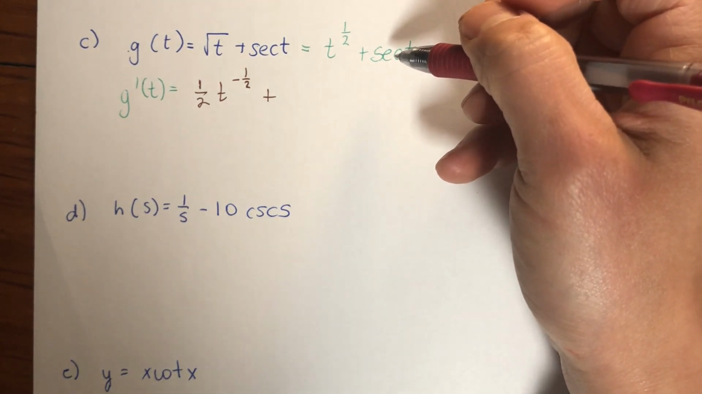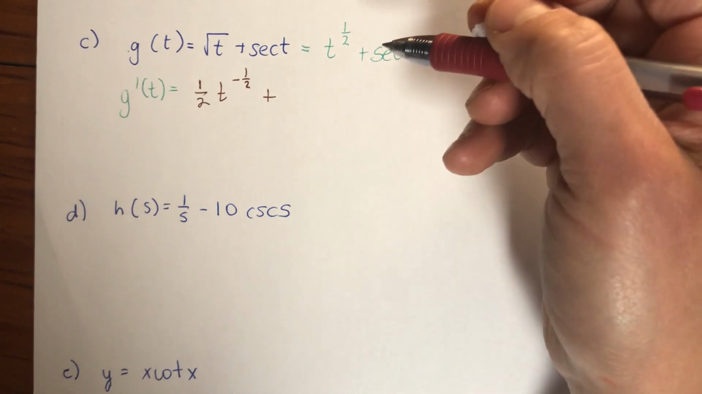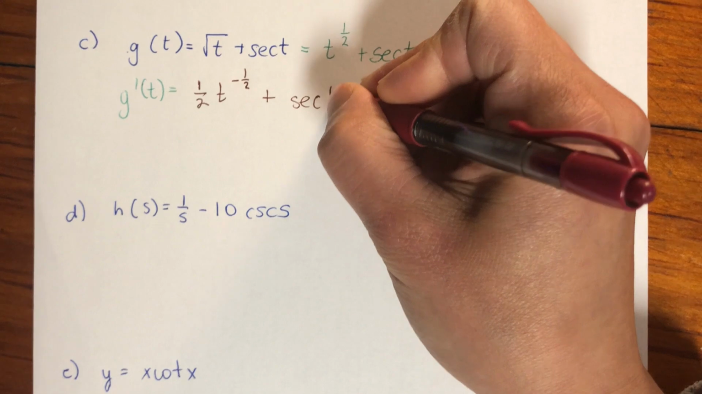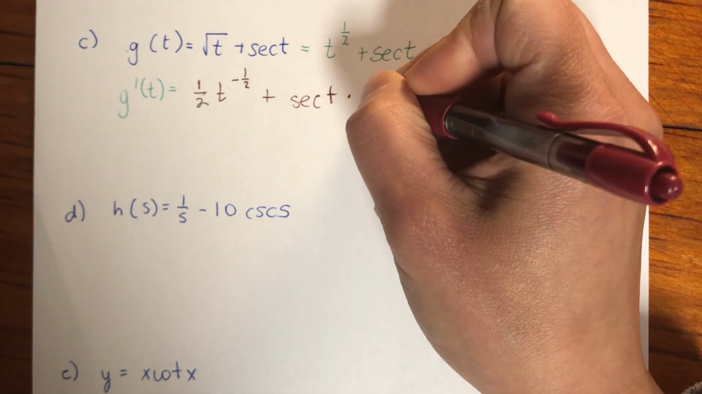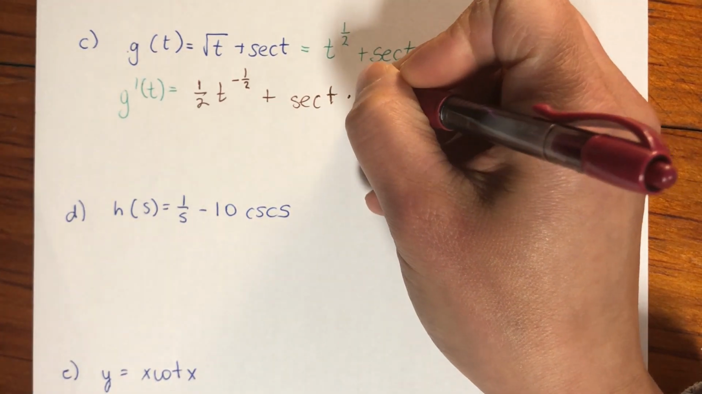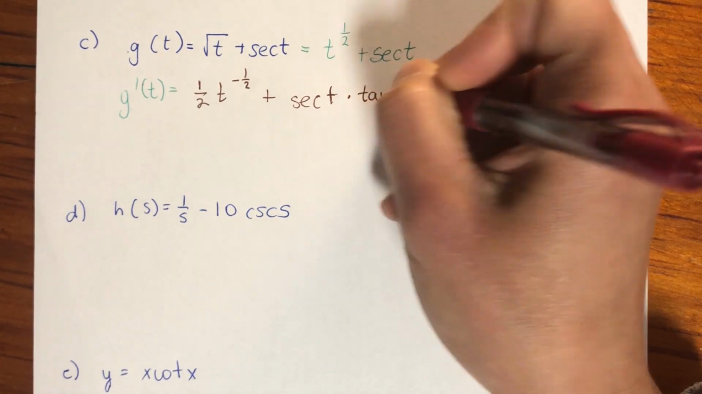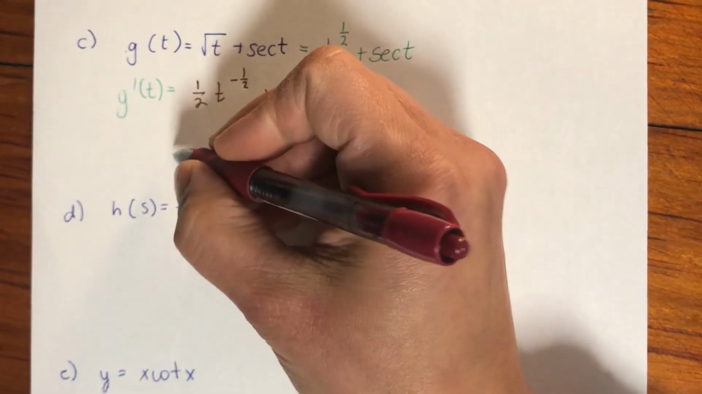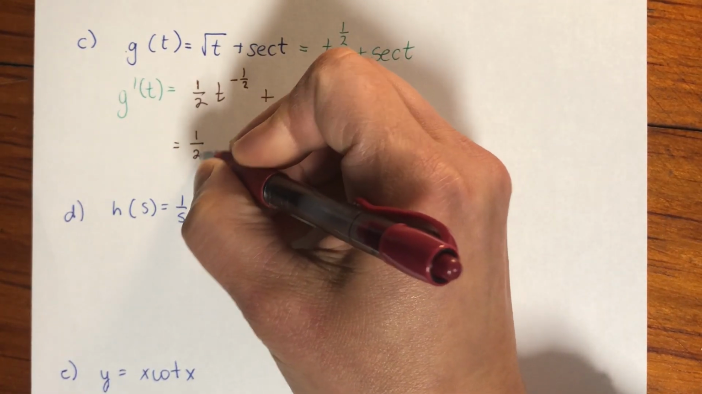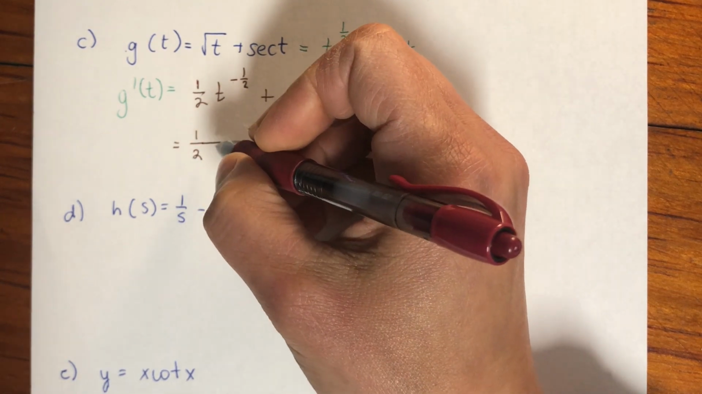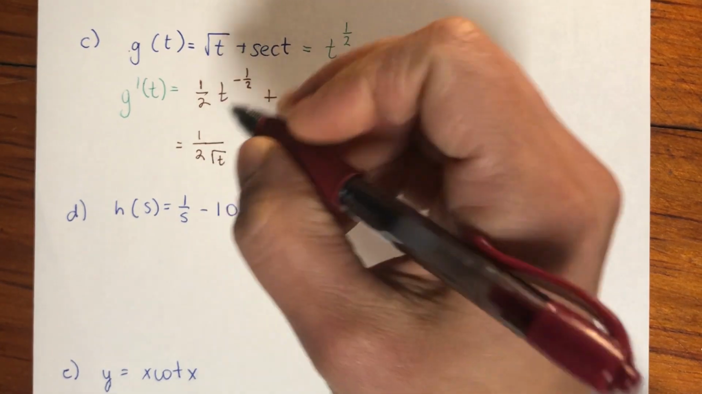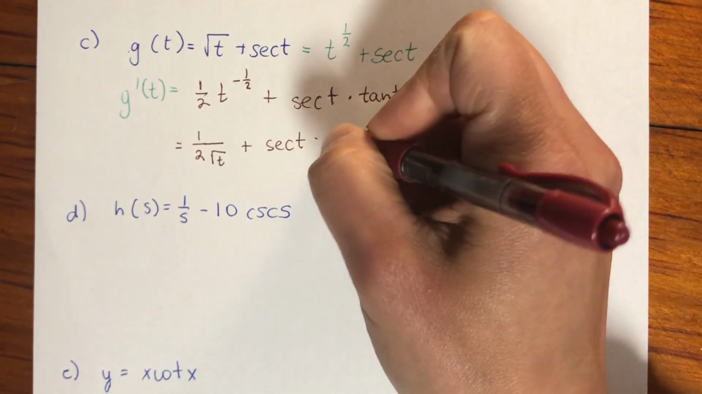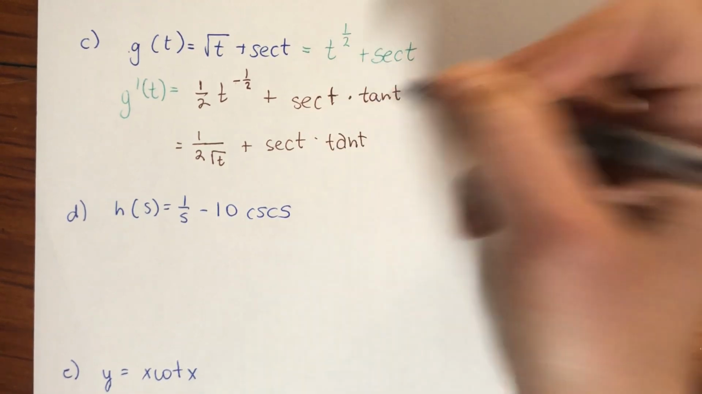Secant, I am looking at my formula paper, and the derivative of secant is equivalent to secant of t times tangent of t. And we can get rid of the negative exponent, so we can write this in a little bit different way. 1/2. This is going to be on the bottom of the fraction, so square root of t plus secant of t times tangent of t. Are we done?